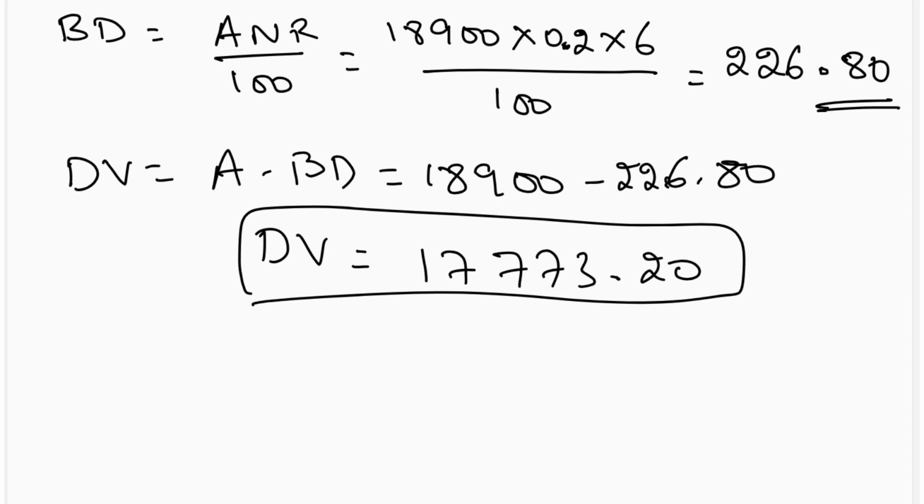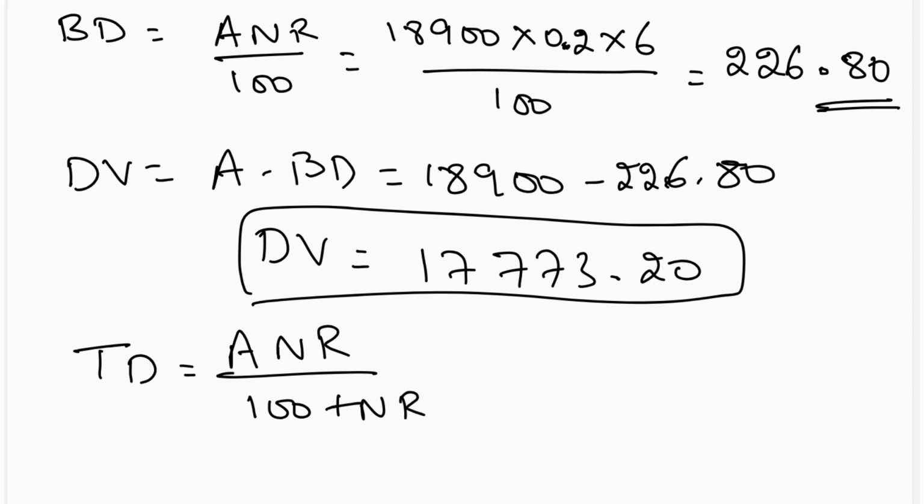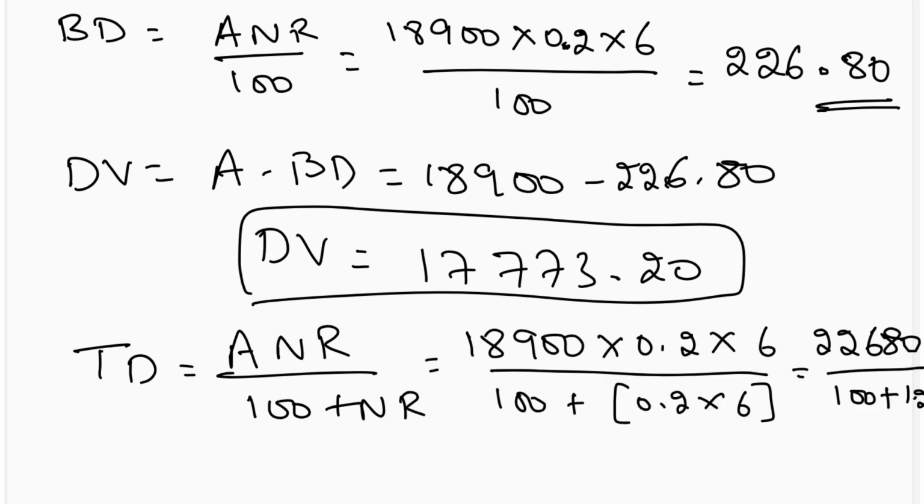Next we have to find out TD, true discount. So the true discount formula is ANR divided by 100 plus NR. If you substitute the values here, 18,900 into 0.2 into 6 divided by 100 plus 0.2 into 6, that becomes 22,680 divided by 100 plus 1.2, so that is 1.2. It will become the final answer. TD will become 224.11.